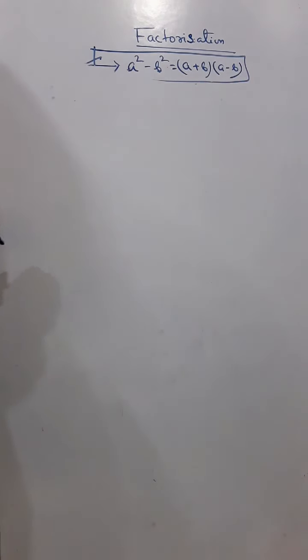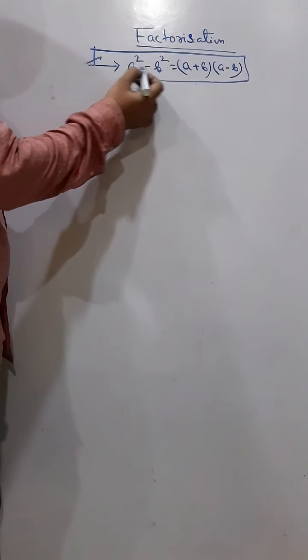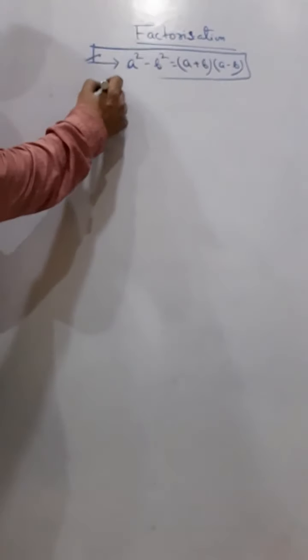Okay, now we'll continue after video part 1. Same, I'll continue with this form only, a square minus b square, a plus b into a minus b. But here I will add one more thing. Now sometimes you may get it in this format.